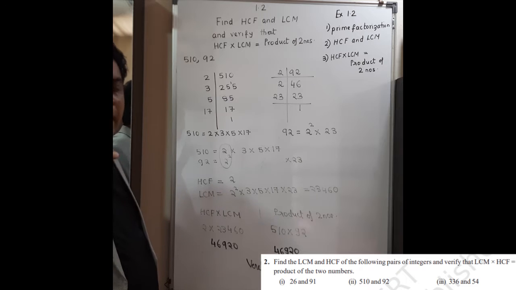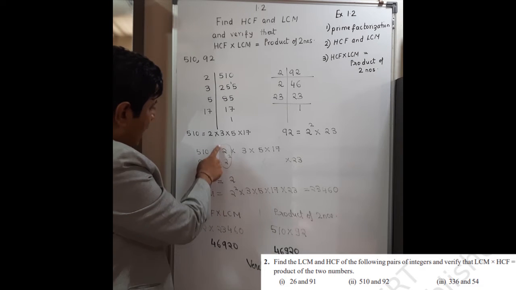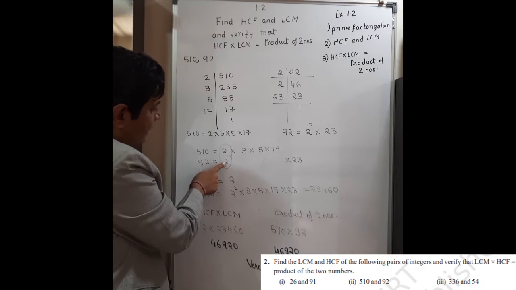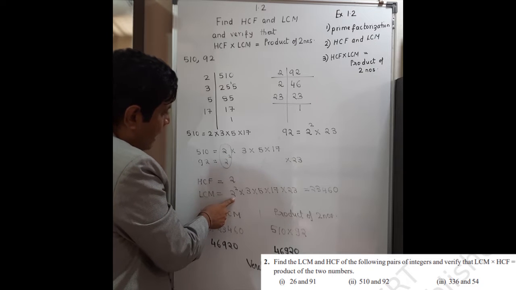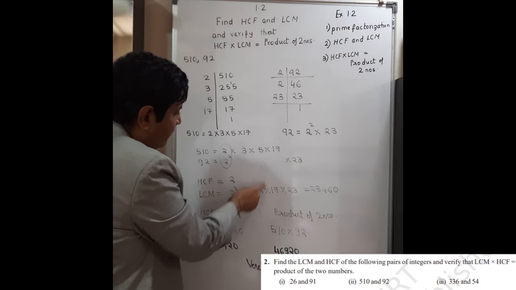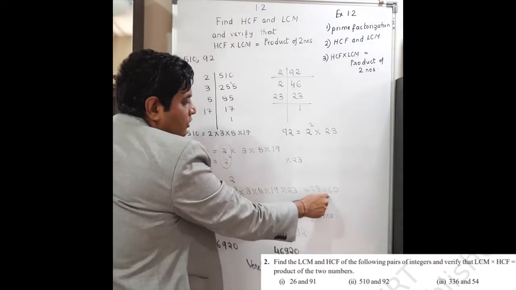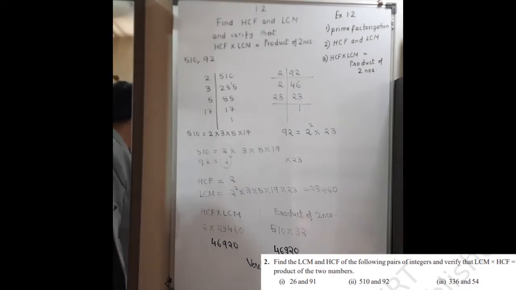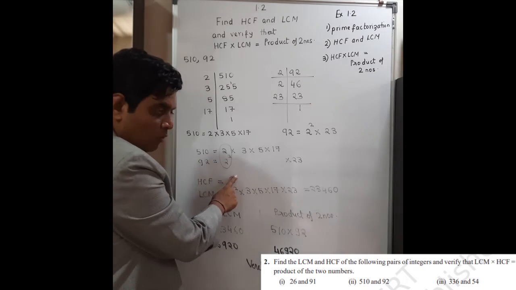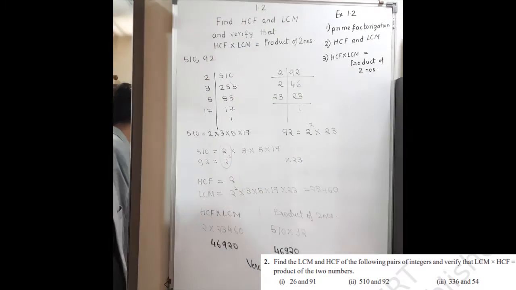Okay. So the LCM will be, among these two, it is common. You will select the higher power, that is 2 square, and then 3, 5, 17 and 23. When you multiply all of them, you get 23460. So what is your HCF? 2. What is your LCM? 23460.